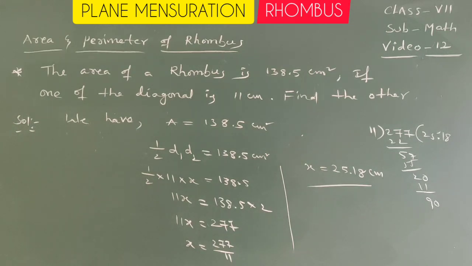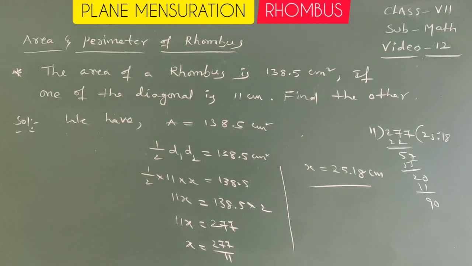Now here the area of the rhombus is given and one of the diagonals was missing. So we need the help of half d1 d2. In the formula of d1 d2 we substituted the known ones. Half into 11 into x equals 138.5. 11x equals 138.5 into 2, that is 277. So x equals 277 by 11. By simplification we got 25.18 approximately.